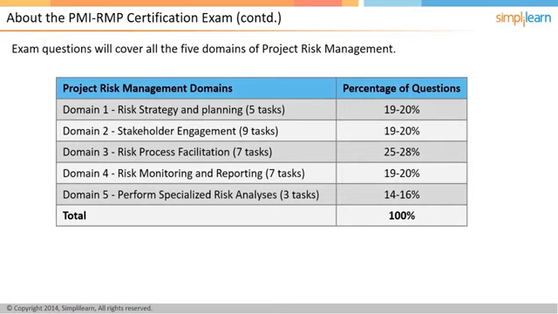PMI will grade you on 5 key project risk management domains. Firstly, risk strategy and planning, 5 tasks, which accounts for 19 to 20% of total questions. Secondly, stakeholder engagement, 9 tasks, which also accounts for 19 to 20% of total questions. Thirdly, risk process facilitation, 7 tasks, accounts for 25 to 28% of total questions.